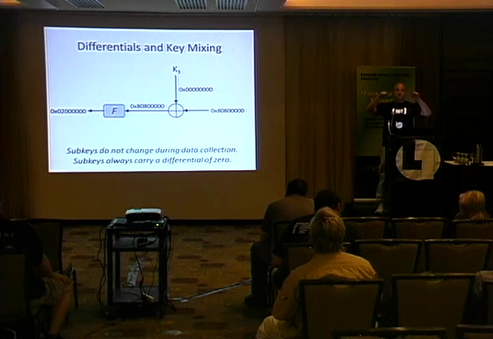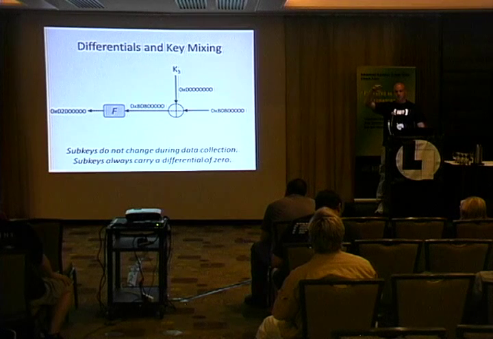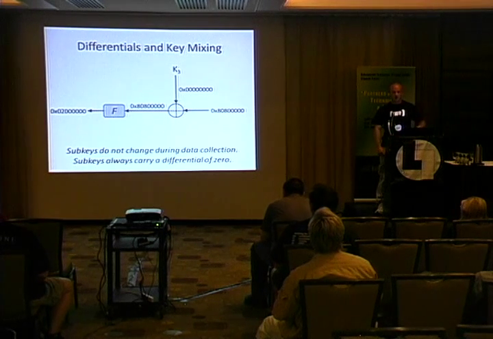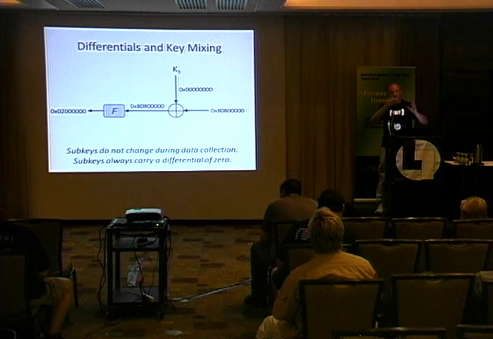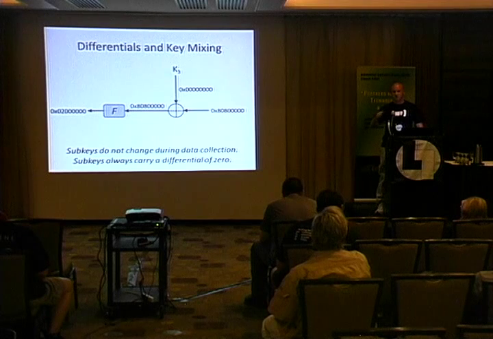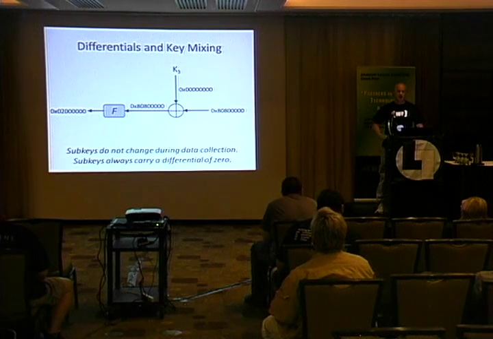When you have these pairs of plain text that you're encrypting, and they carry a differential, the relationship between them as they go through the cipher, the keys don't change. So if I send this one bit of plain text through and encrypt it, then send the next bit of plain text through and encrypt it, the keys didn't change between those 2 operations. And because the keys didn't change, the keys have an input differential of 0.